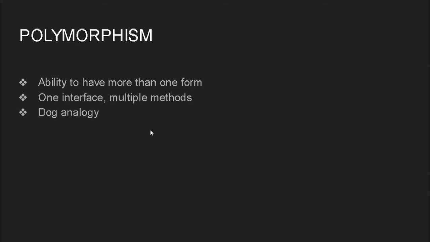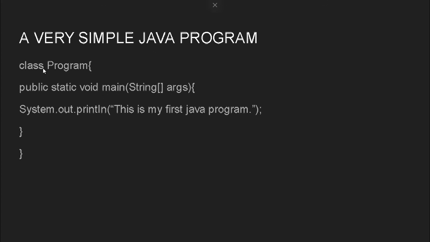So that is exactly what happens in Java also. Same method, multiple implementations. Multiple implementations means it is responding differently. The same function is responding differently in different situations. So that is what polymorphism is. Now, this is a very simple Java program.